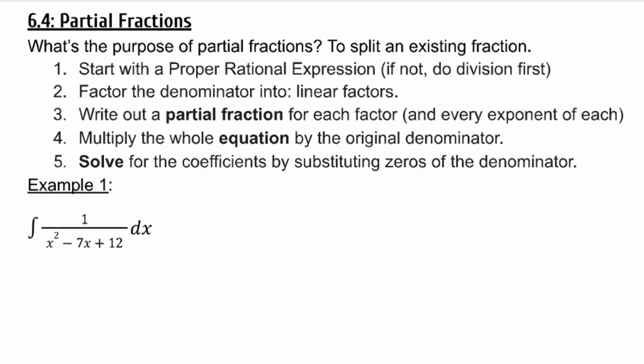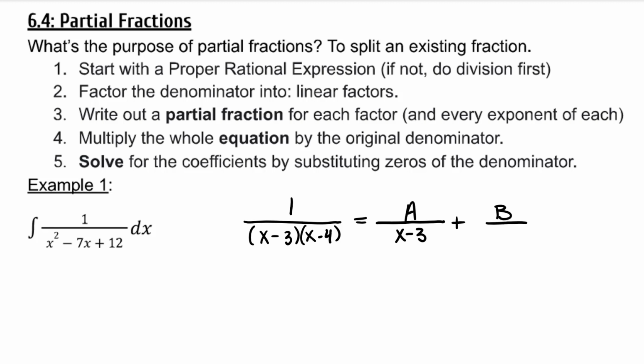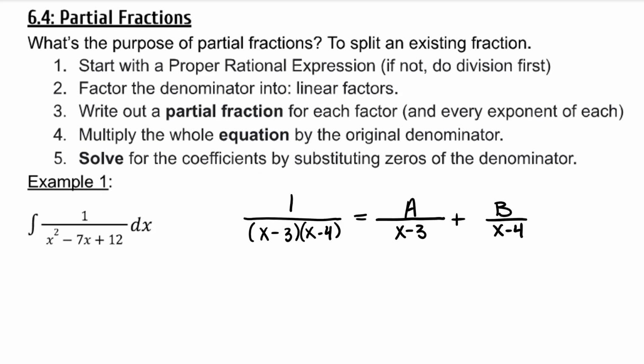For example 1, we have a proper rational expression. Factor the denominator into linear factors. This denominator can be factored to be x minus 3, x minus 4. The partial fraction decomposition of this would be some number over the first linear factor plus some other number over the second linear factor. Now that we've written the partial fraction decomposition, we can multiply the whole equation by the original denominator, x minus 3 times x minus 4.